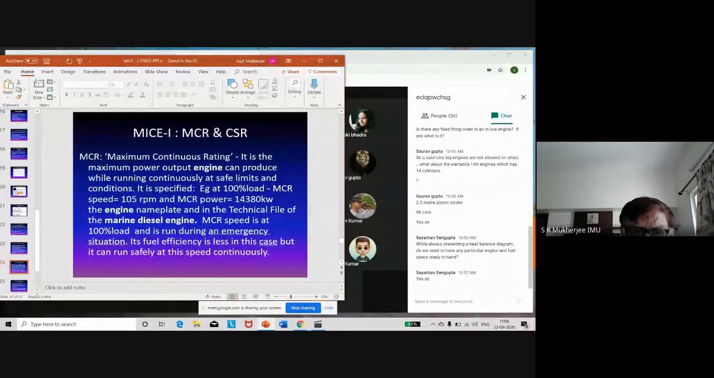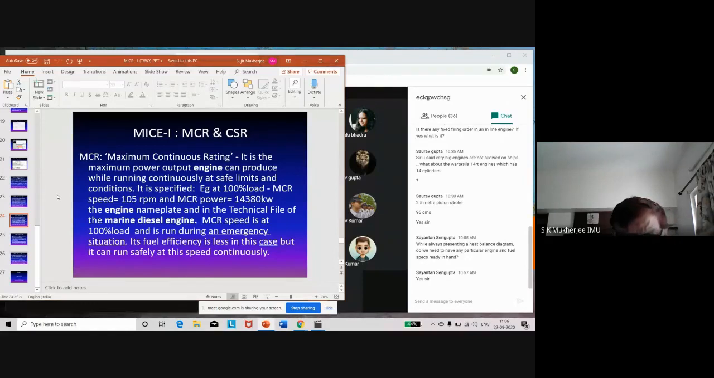Next is maximum continuous rating. Right now, we are going to do only a part of the maximum continuous rating. In the 6th semester, we will delve in depth on maximum continuous rating. This is the maximum power output an engine can produce while running continuously at safe limits and conditions. It is the maximum continuous rating. It is regarded as 100% of power and 100% of speed.